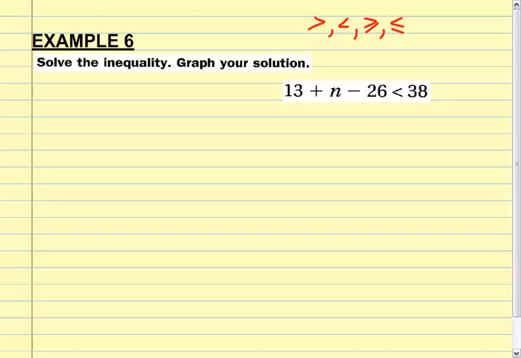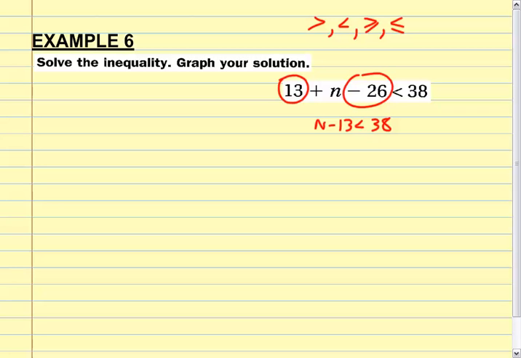Now, but I solve it the exact same way as I do an equation, except if I multiply or divide on both sides by a negative, then I have to flip the inequality. But let's see what happens here. First thing I have to do is simplify. All right, 13 and -26 is -13. Okay, so it's n minus 13 is less than 38.